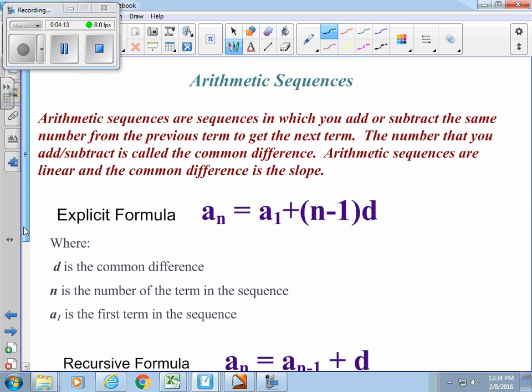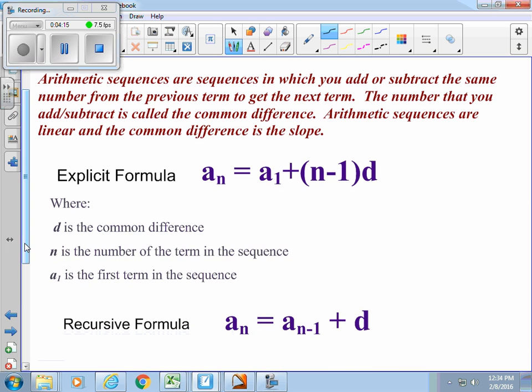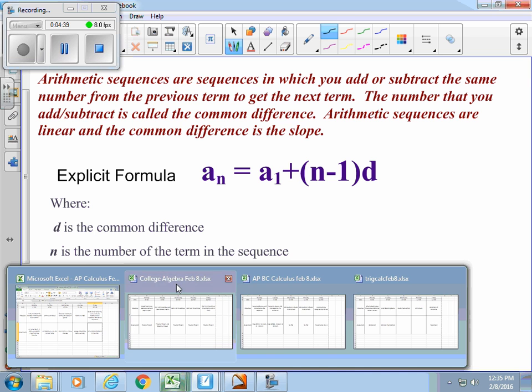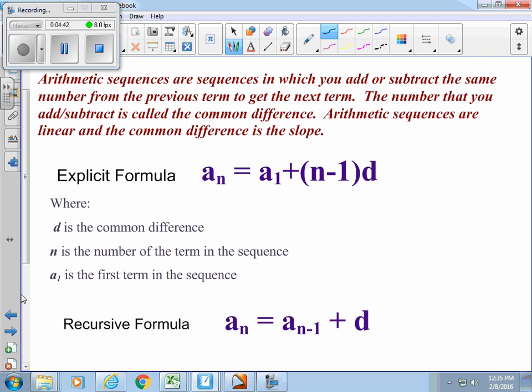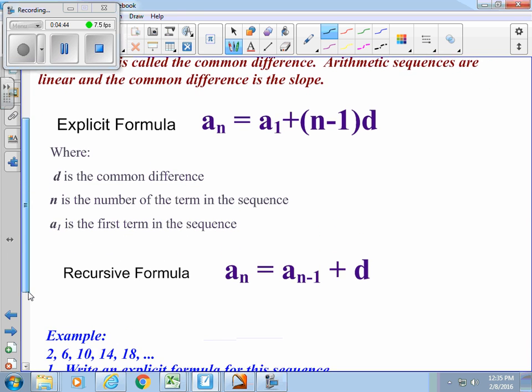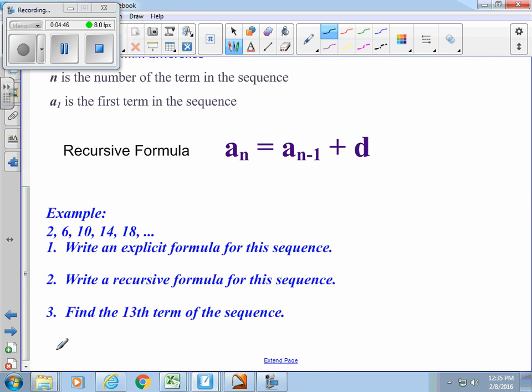Okay, arithmetic sequences. You probably already figured this out. Arithmetic sequences are sequences in which you add or subtract the same number from the previous term to get the next term. The number that you add or subtract is called the common difference. Arithmetic sequences are linear, and the common difference is the slope. This is the explicit formula for any arithmetic sequence. It's the first term plus the common difference times n minus 1. Oops, sorry. The recursive formula is the previous term plus the common difference.